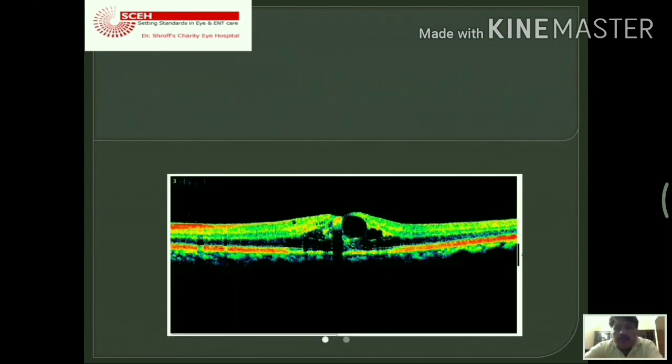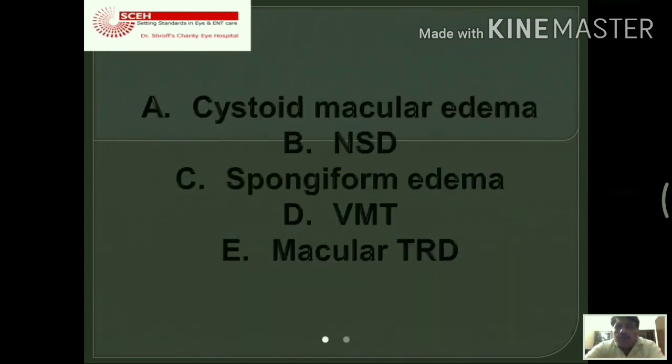This may be another presentation of a diabetic patient where you can see large cystic spaces, and along with that, a dark yellow, highly reflective thing present there, which is causing backshadowing. If I show you the color fundus, you can correlate that this is a hard exudate which is causing backshadowing. So these are the presentations we see most commonly in diabetic macular edema, which may be cystoid, a neurosensory detachment, a spongiform edema, a vitreomacular traction, or a macular TRD.